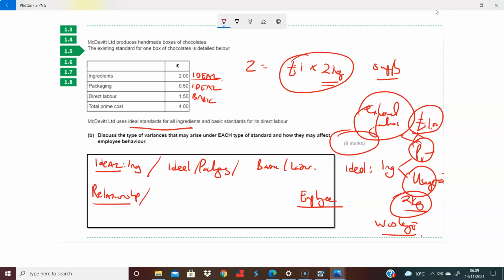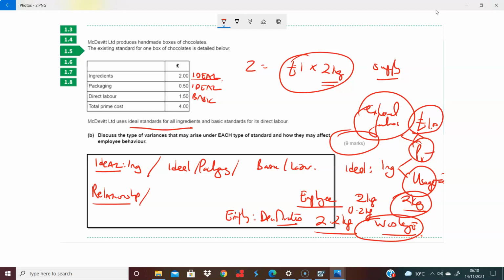Because the argument is that employees might be demotivated if they feel they're going to be judged on that variance. You're asking them to use 2 kilograms to make something, but really there's wastage of maybe 0.2 kilograms, and they're actually using 2.2 kilograms, and you haven't taken into account that there will always be wastage with anything you do. So the best thing you want to do is to set the standard to take into account that wastage.